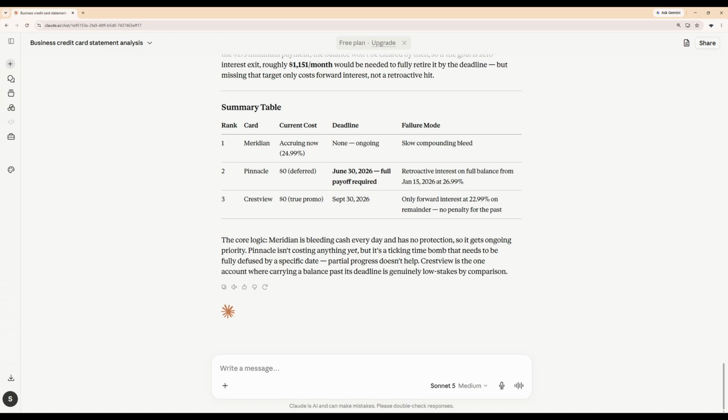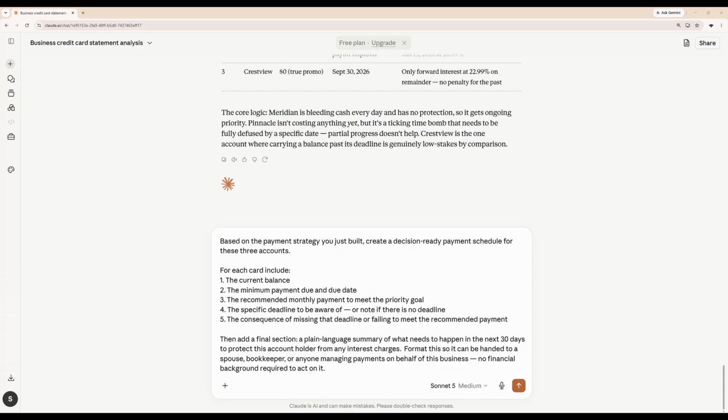Here's what we're sending. Based on the payment strategy you just built, create a decision-ready payment schedule for these 3 accounts. For each card include the current balance, the minimum payment due and due date, the recommended monthly payment to meet the priority goal, the specific deadline to be aware of, or note if there is no deadline, and the consequence of missing that deadline or failing to meet the recommended payment. Then add a final section, a plain language summary of what needs to happen in the next 30 days to protect this account holder from any interest charges. Format this so it can be handed to a spouse, bookkeeper, or anyone managing payments on behalf of this business. No financial background required to act on it.